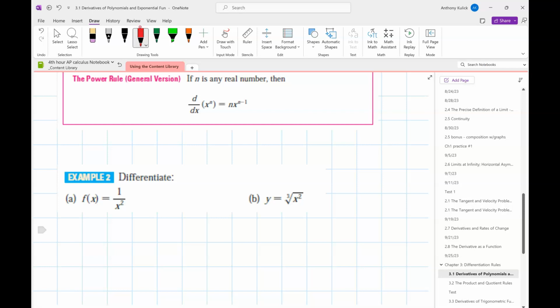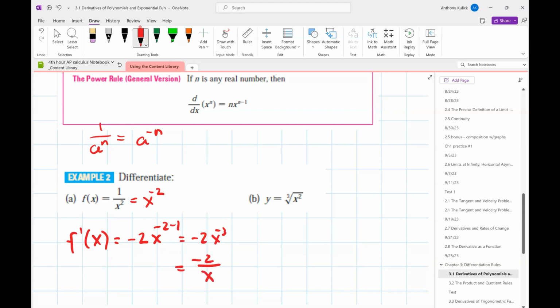F of x equals 1 over x squared. Mr. Kulik, that's a fraction. What rule am I supposed to use with that? Like, you can move it up. Yeah. So remember this rule of exponents from Algebra 2? It's exactly what we want to do. We're going to think about that as x to the negative 2. So when you take the derivative, we get negative 2 x to the negative 3, or negative 2 over x cubed.